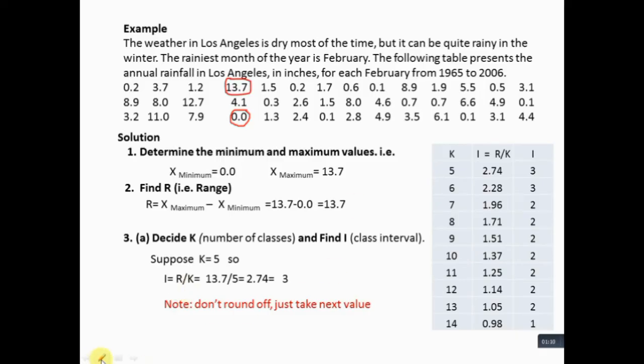So therefore I show a table on the right side for different choices of the number of classes and the respective size of interval. So you can see that if we take the number of classes 5, we have a fractional value of the interval of 2.74. This value is very close to 3. So we take the interval 3. So this is a good choice.